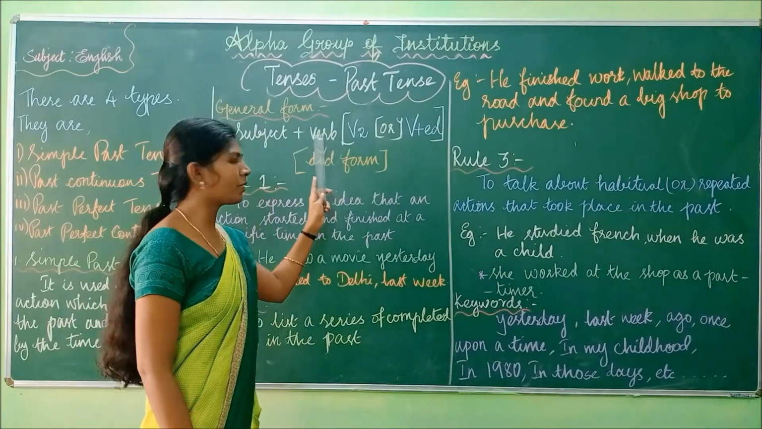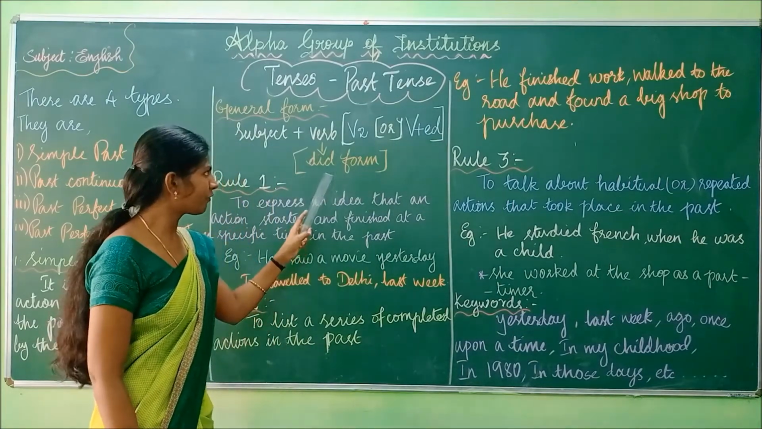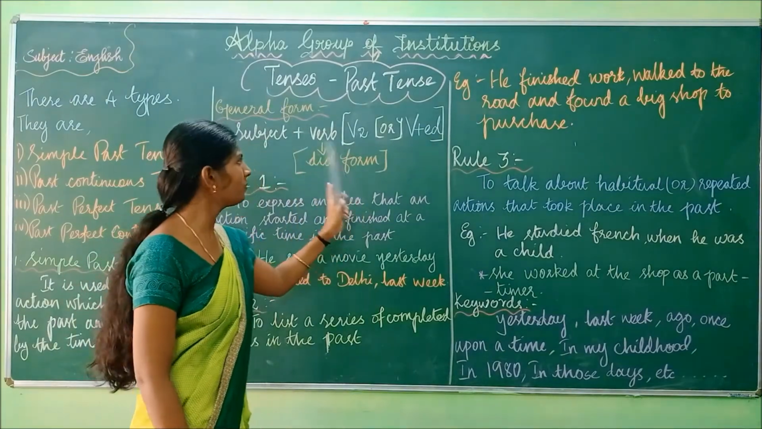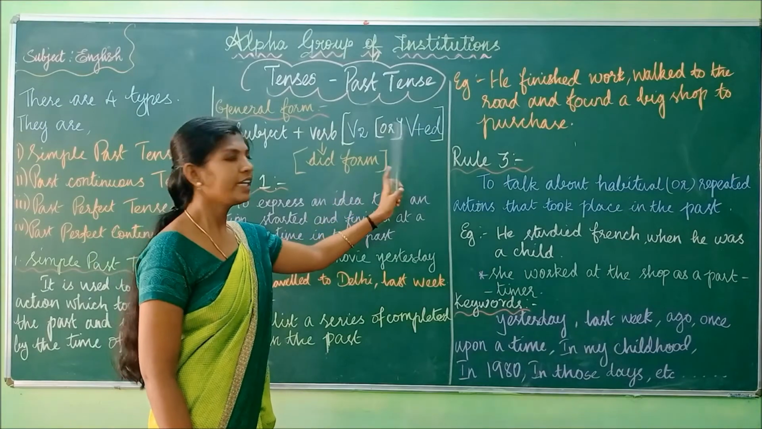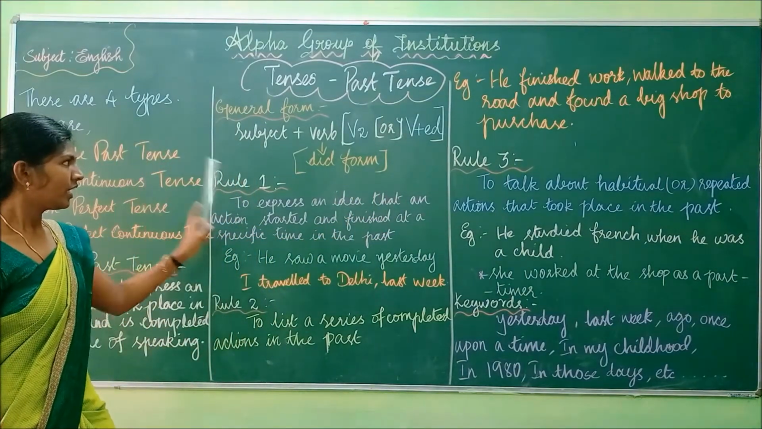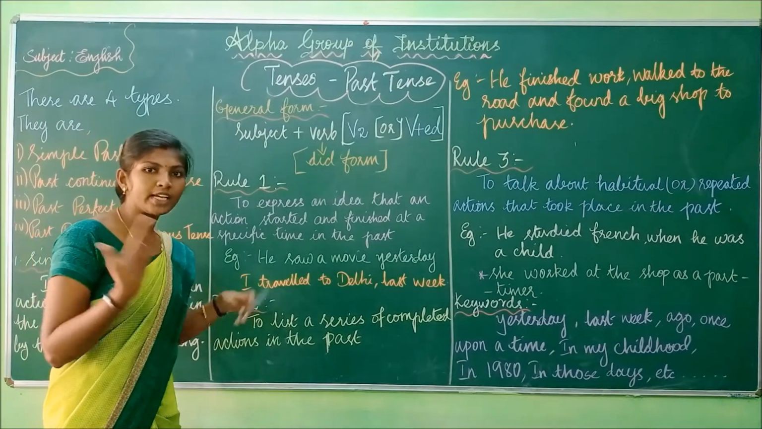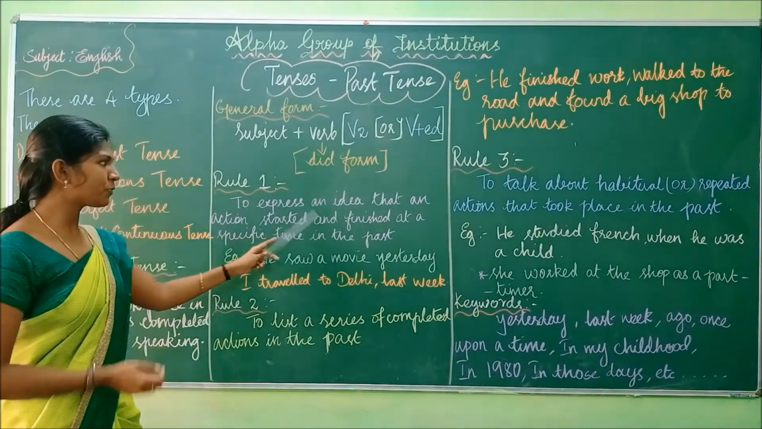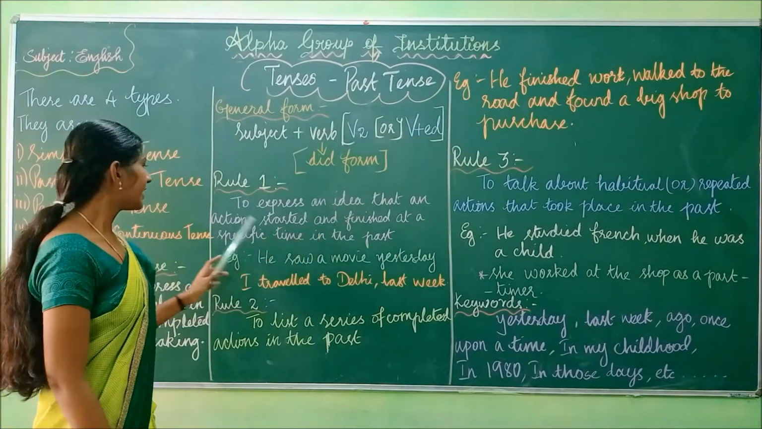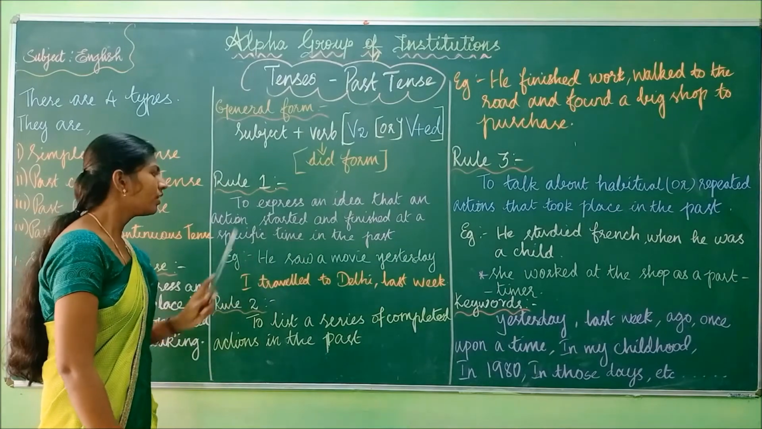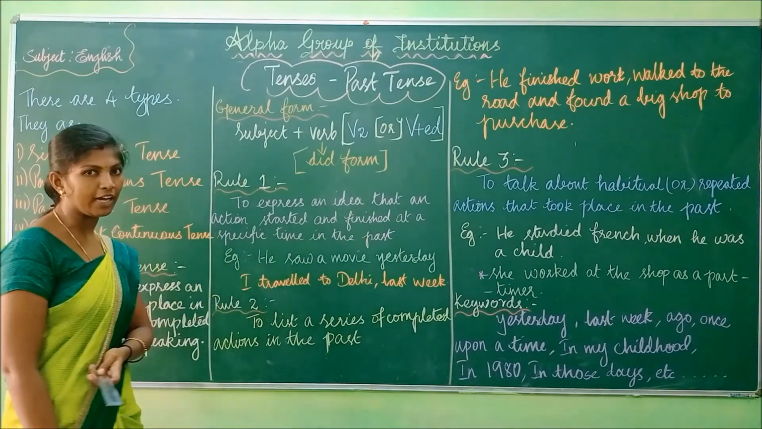Subject plus verb. Verb in did form. That did form is, the verb will be changed either to V2 form or else we add ed with the verb. Okay. So let's see the rules to make a clear idea. See the first rule: to express an idea that an action started and finished at a specific time in the past.